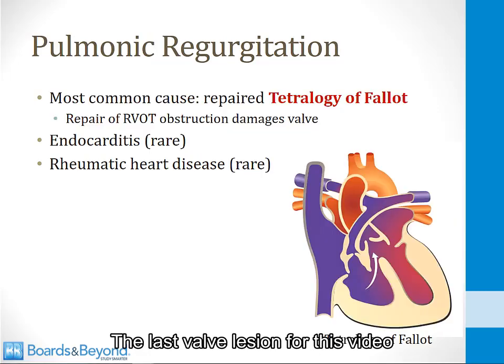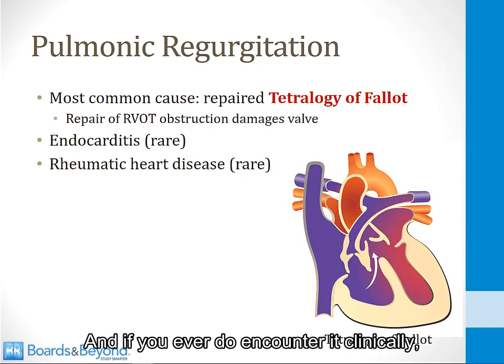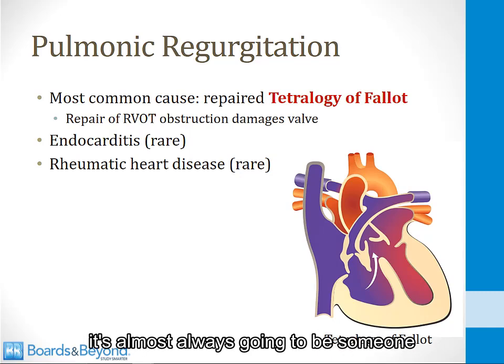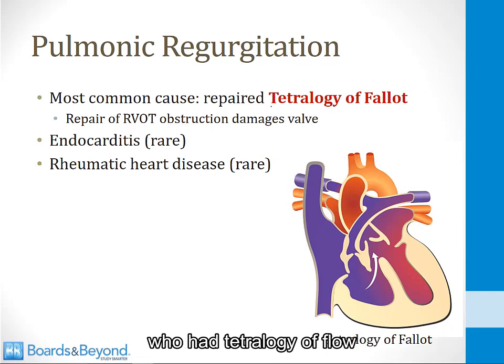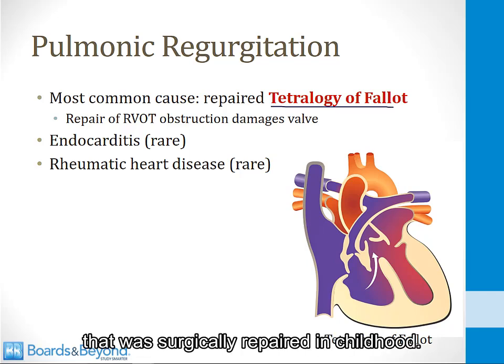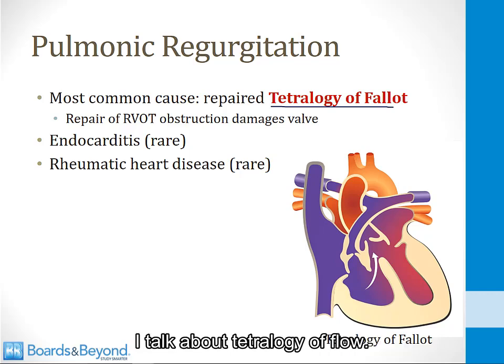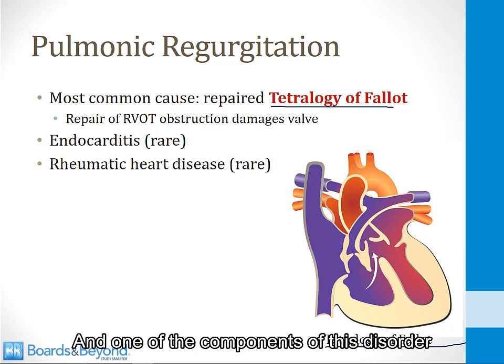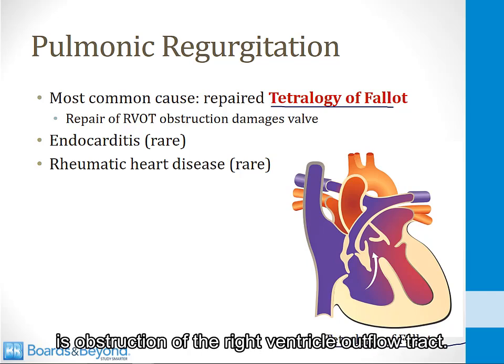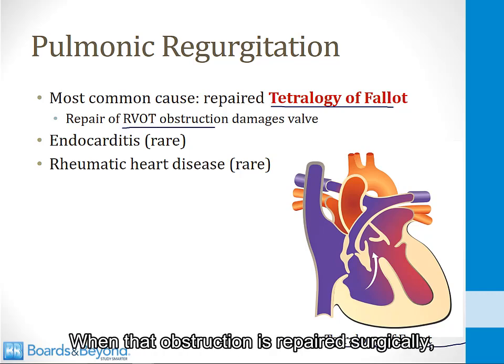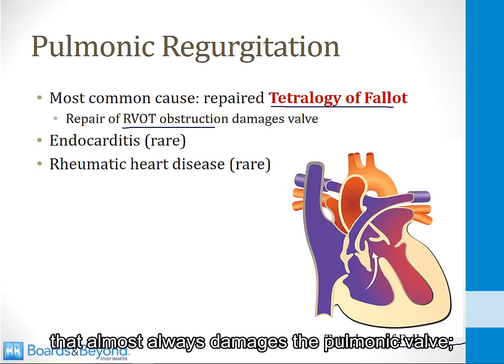The last valve lesion for this video is pulmonic regurgitation. This is an uncommon valve lesion, and if you ever do encounter it clinically, it's almost always going to be someone who had tetralogy of Fallot that was surgically repaired in childhood. In the video on cyanotic heart disease, I talk about tetralogy of Fallot, and one of the components of this disorder is obstruction of the right ventricular outflow tract. When that obstruction is repaired surgically, that almost always damages the pulmonic valve.